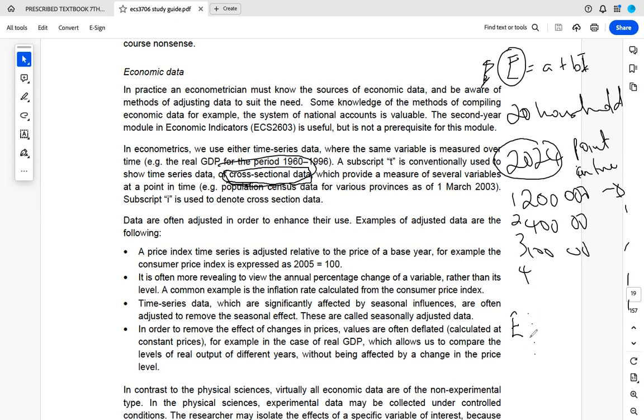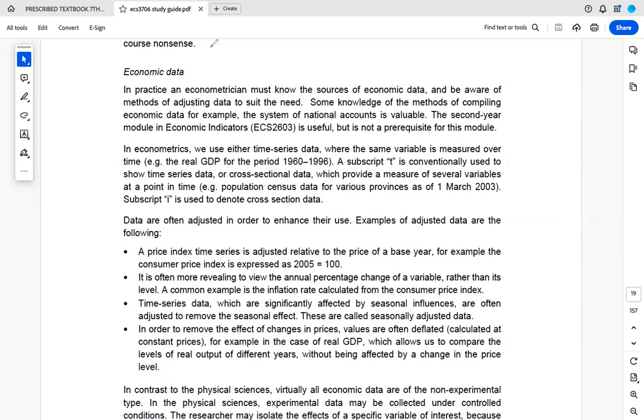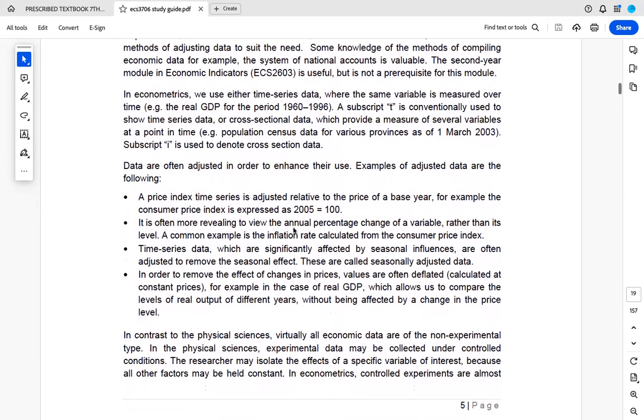And usually with cross-sectional data, we use a small i. So to say expenditure for household i, let's say we want to predict for a different household, is equal to A plus B times income for household i, with a small i there. So usually in econometrics, we use either time series data or cross-sectional data to help us to come up with those parameters we use in the regression equation. So it's also important that sometimes we need to adjust our data, even if you have data before you use it.